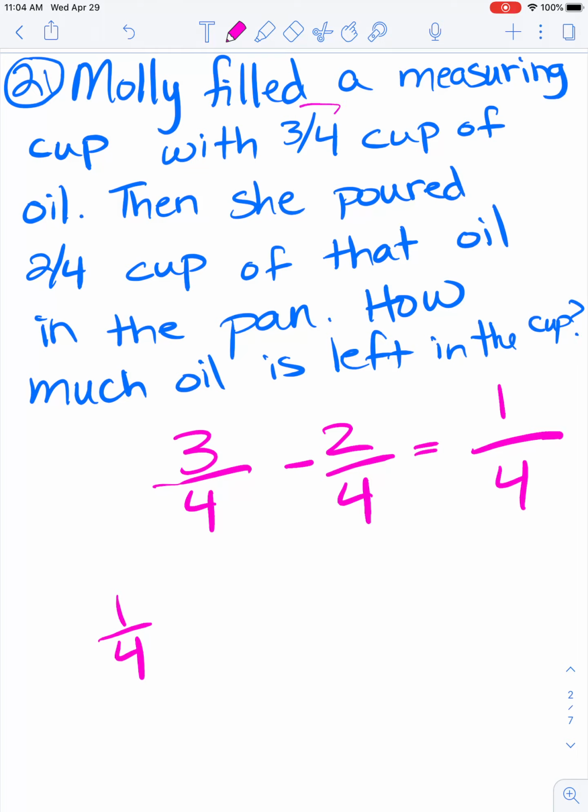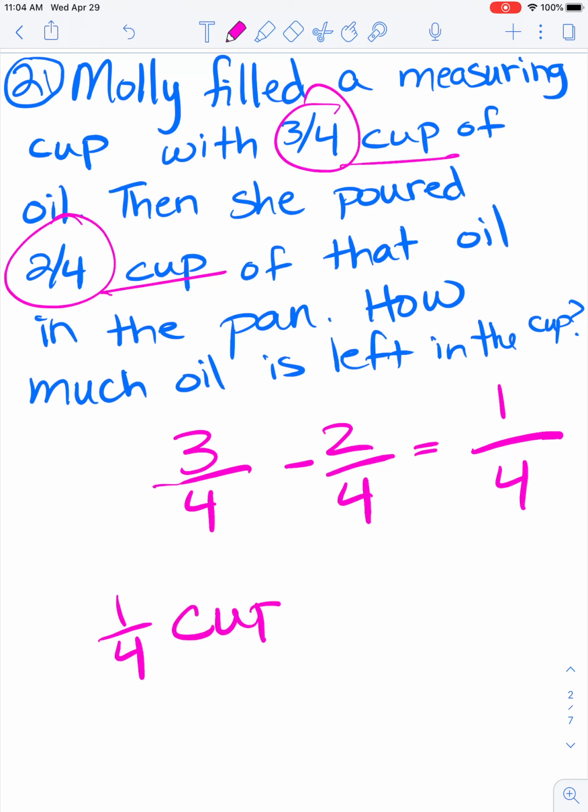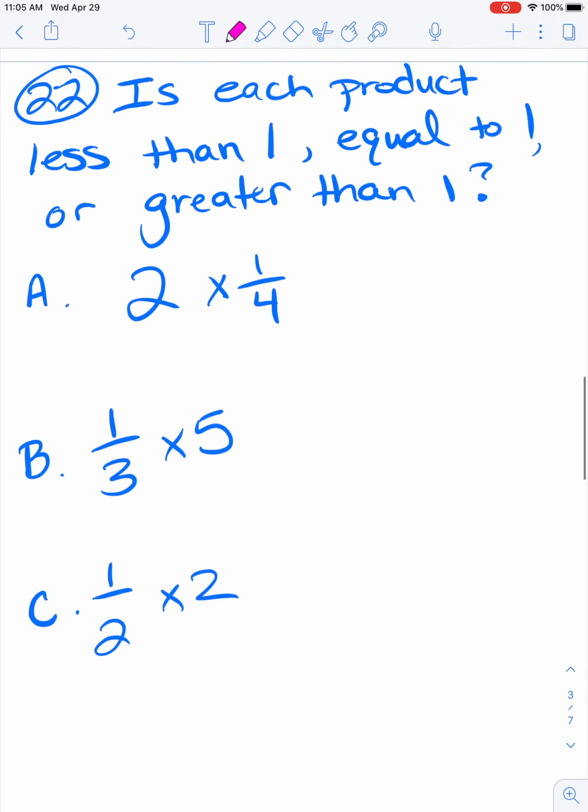Now it says how much oil? That does not mean 1/4 oil. You have to use the measurement piece. So we had 3/4, 2/4, what? Cup. So it's 1/4 cup. If you want to put of oil, that's fine. But you need the measurement piece, cup.